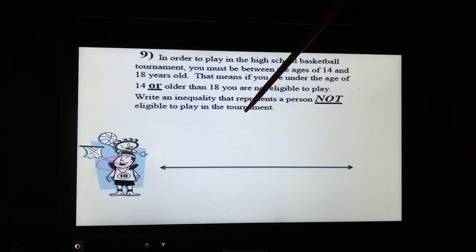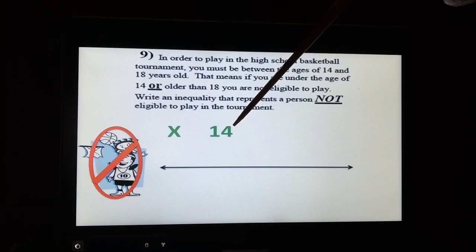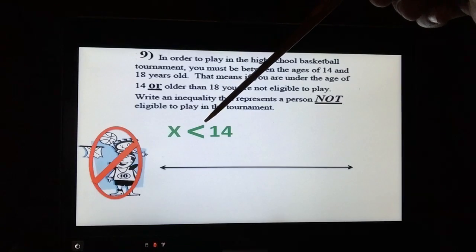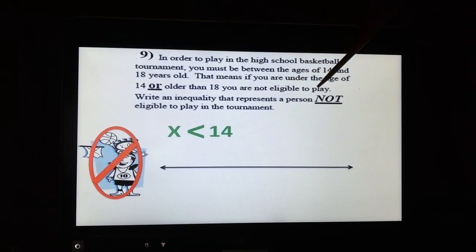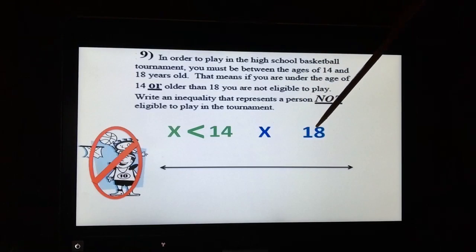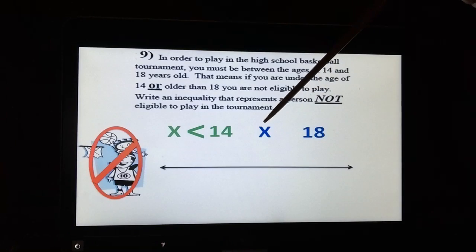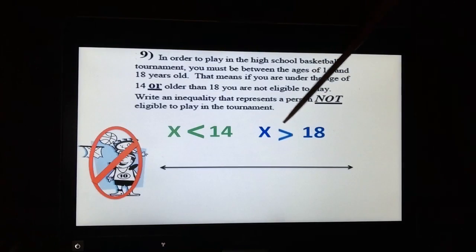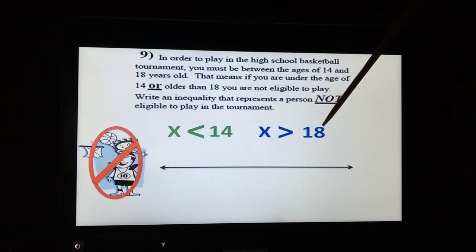So now we have x, and we're going to be comparing it to the number 14. It says if you are under 14, so numbers that are under 14 would be like 7, 10, 2. Those are people who are under 14, so that would have to be less than. People who are older than 18, so when you're comparing x to the number 18, someone who's older than 18 would be like 19, 20, 31, and those people would be above. So this would be greater than 18.